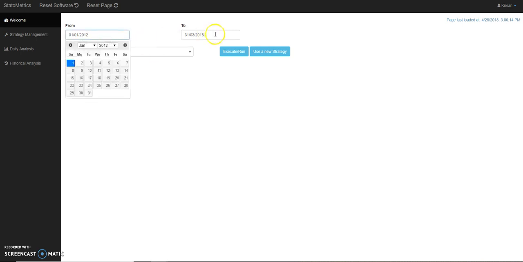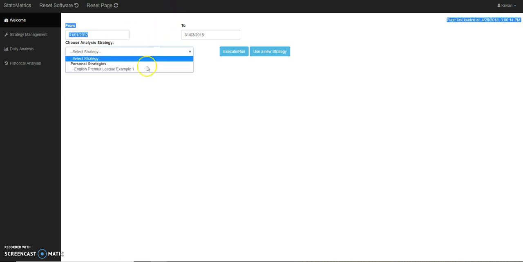So once you've selected the dates that you want, and again you can just easily click on the year first, select your year, then the date, goes all the way back to 2008, and you just click on the strategy, and obviously we've already built one strategy and it's listed there. Once you've got it there, you just press execute to run.